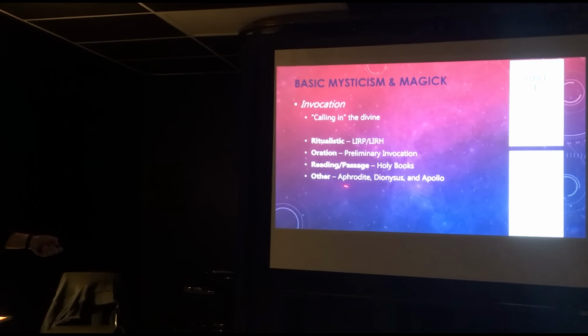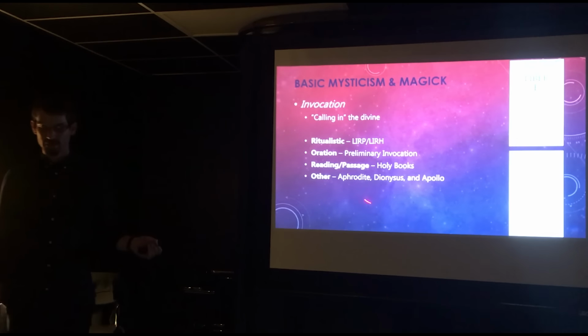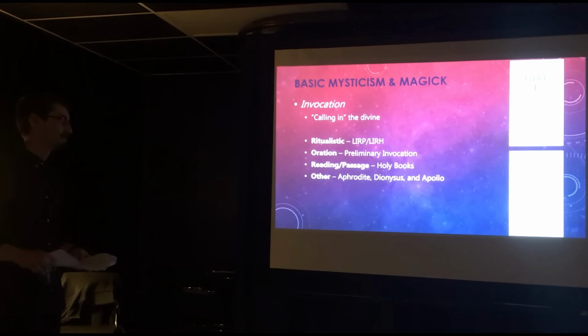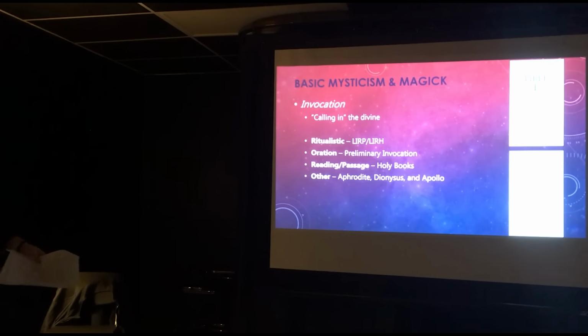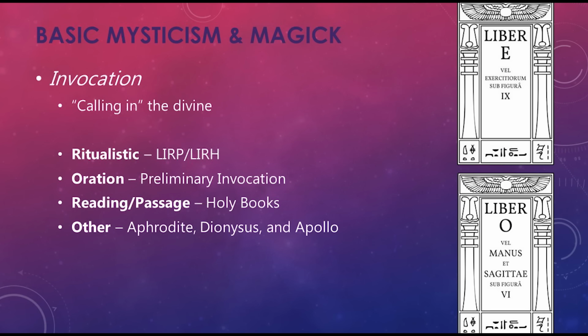And then there's something that Crowley calls Aphrodite, Dionysus, and Apollo. So Aphrodite was the goddess of what? Love. And Dionysus was known for wine, and Apollo was known for jamming on the lyre, so music. So basically, sex, drugs, and rock and roll. So Crowley advocated the use of sex and drugs and music for the intentional use in ritual to make it stronger.